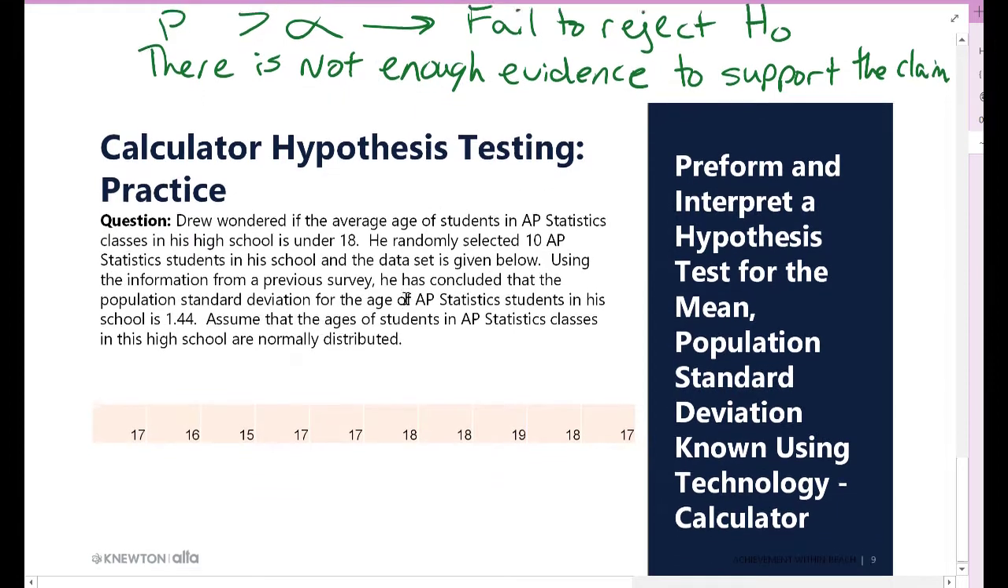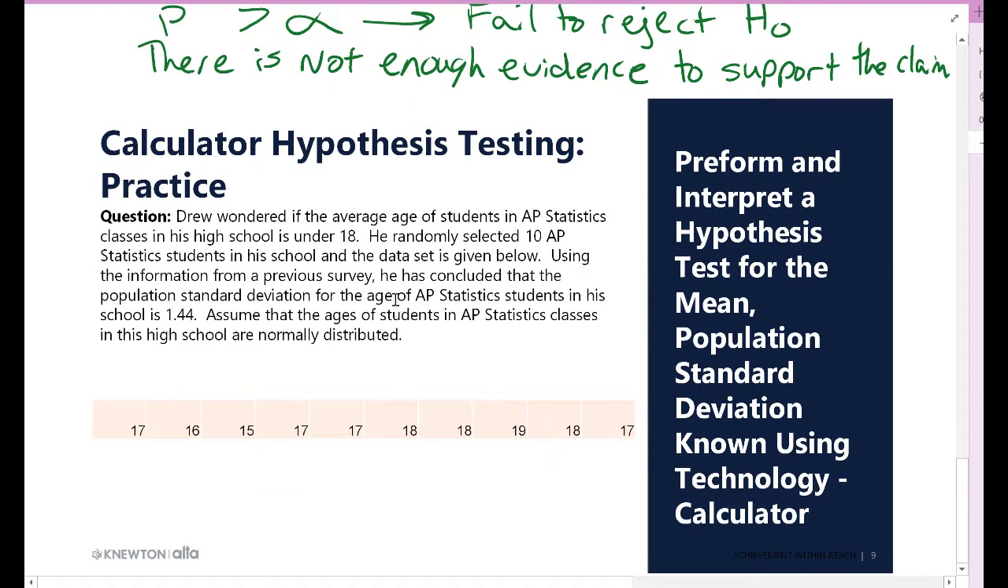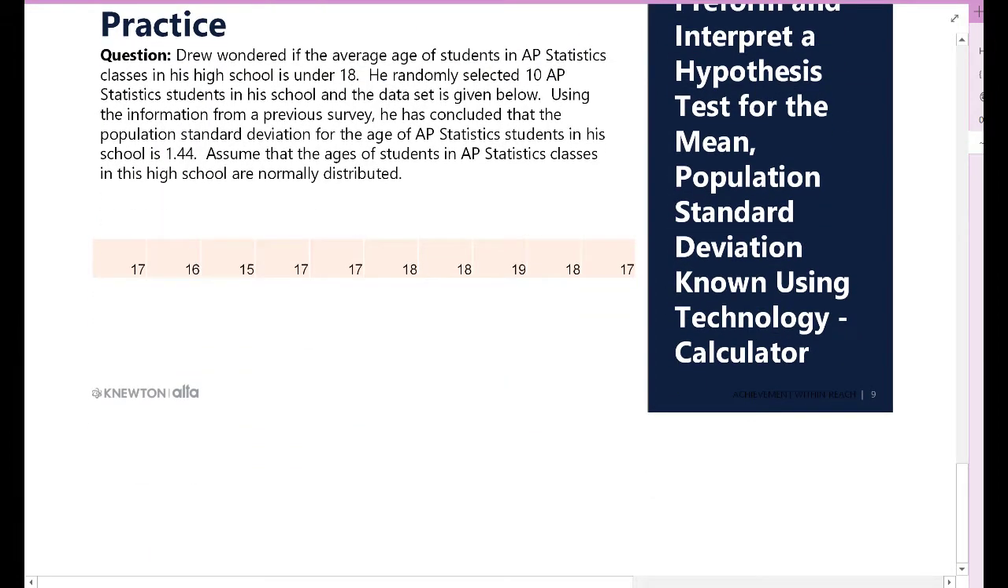Okay, one more. Drew wondered if the average age of students in his AP Stats class in his high school is under 18. So Drew wants to know if the mean age of students is less than 18. He randomly selected 10 AP students in his school, and the data set is given below. Using the information from a previous survey, he has concluded that the population standard deviation for the age in this AP Stats class is 1.44.